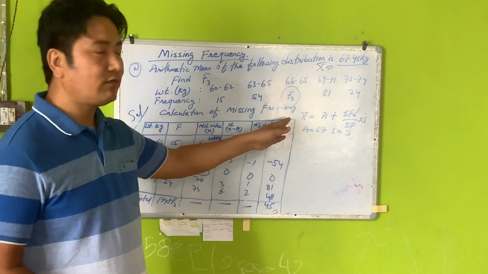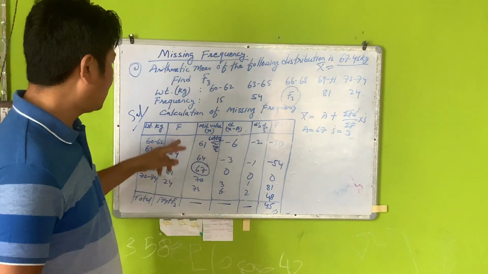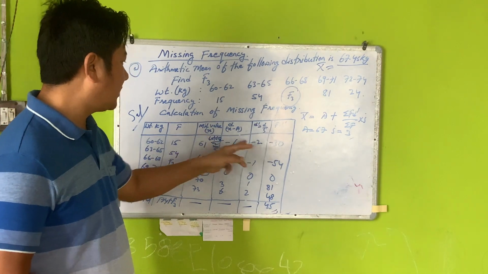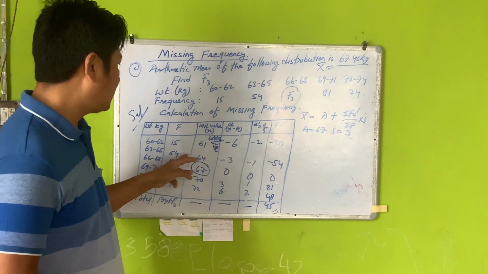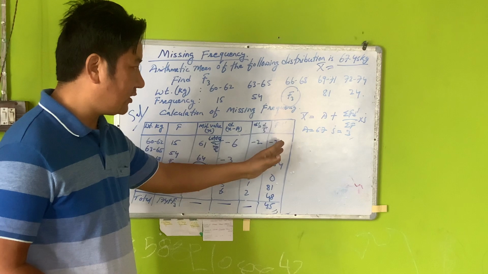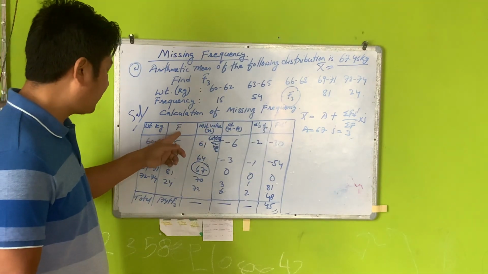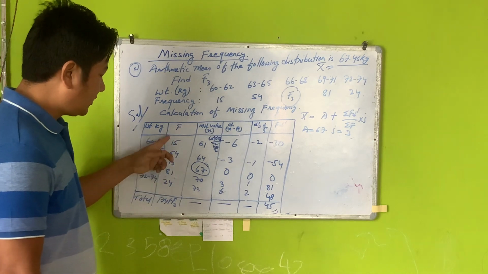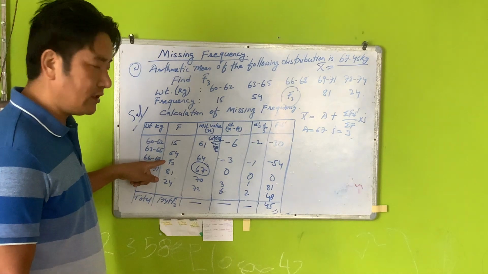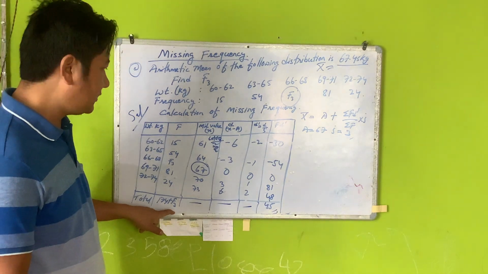Then fd dash. After finding d dash, you have to find fd dash. So f and d dash: 15 into minus 2 is minus 30. 54 into minus 1 is minus 54. Like this you have to find fd dash. Then you have to total it. When you total f, it will be 174 plus f3, as f3 is also there. So you have to add this, 174 plus f3.